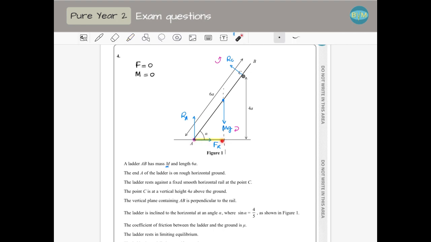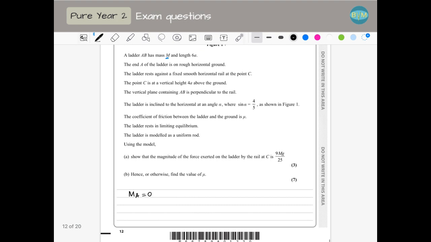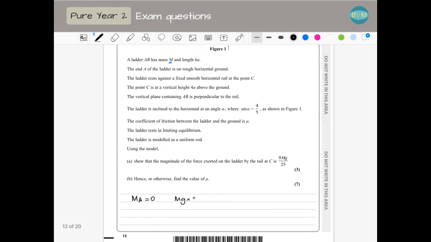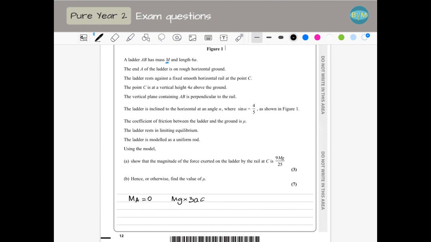This distance is going to be, so this is 3a because it's half of the rod, 3a, and this is alpha. This is the hypotenuse, which means this side, which is adjacent, is going to be hypotenuse times cos alpha. So this side is going to be 3a cos alpha. So the moment is going to be the force, mg, times perpendicular distance, which is 3a, so 3a times cos alpha.